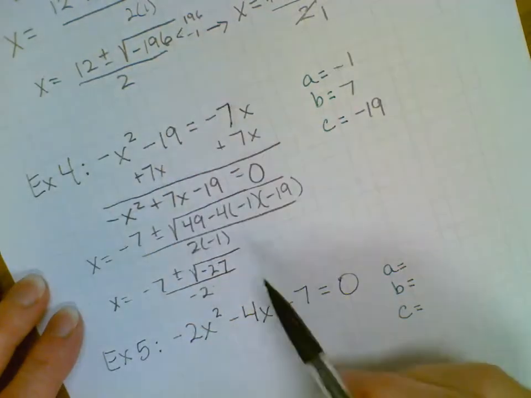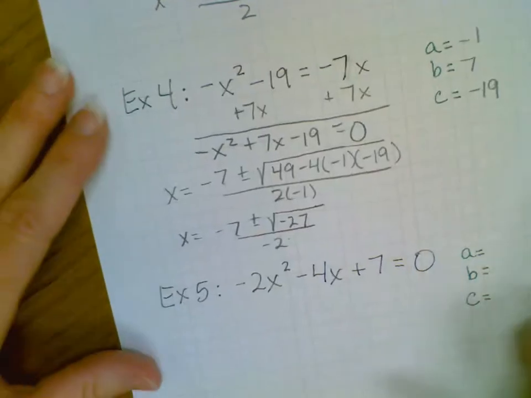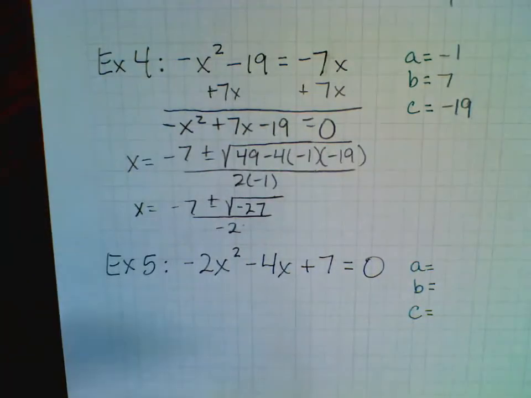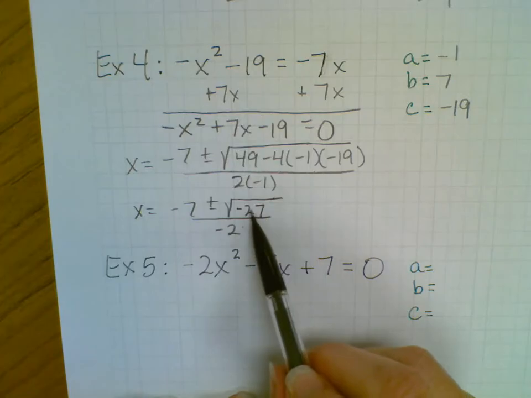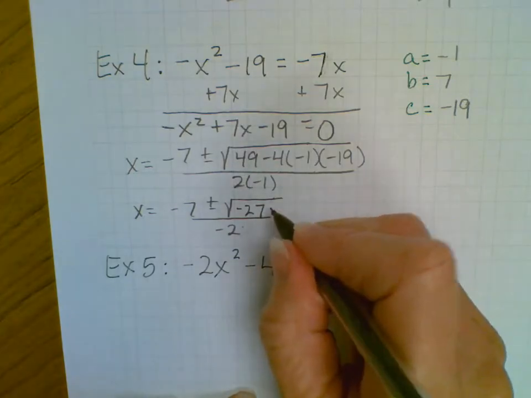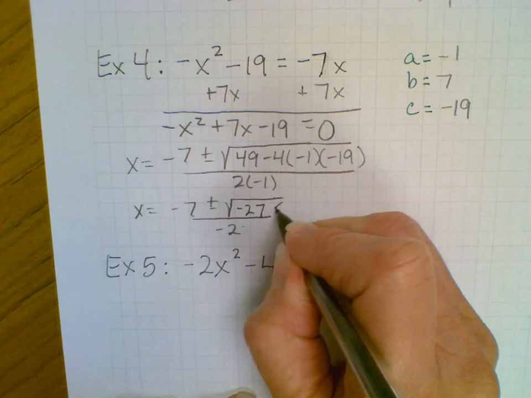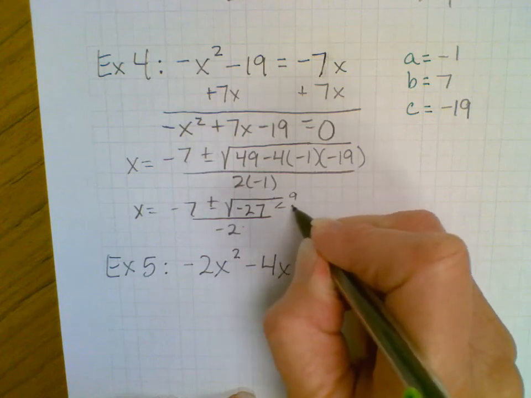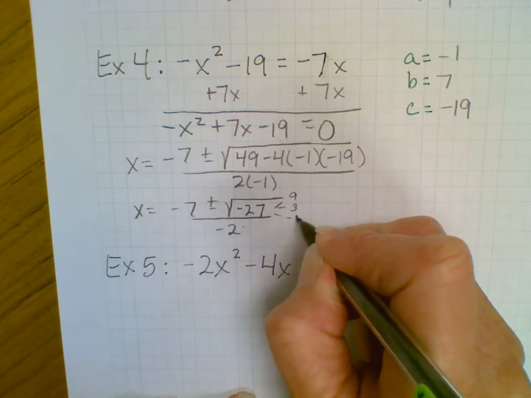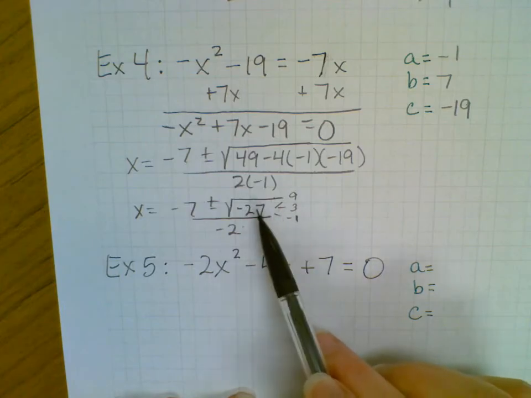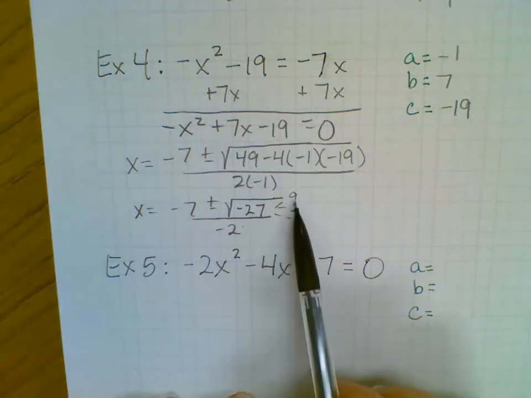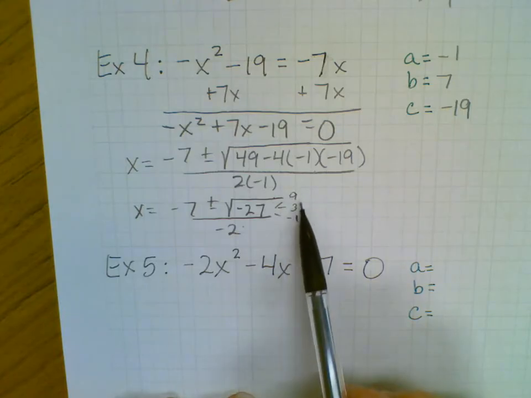Okay, now this one is a little tricky because the 27 is not a perfect square. However, one of its factors is a perfect square. So if I think about this one, it's going to be 9 and 3 and -1. So I'm just kind of branching it out this way instead of writing it out horizontally. These are all under the radical, so I know the square root of 9 is 3, and the square root of -1 is i, so that would be 3i.